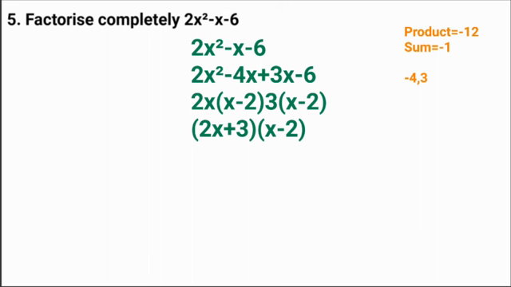So factorizing 2x squared minus x minus 6 will give us open bracket 2x plus 3 close bracket open bracket x minus 2 close bracket. So when you expand that, it's going to give you that expression there. Okay, if there are no questions, we go to the next question.